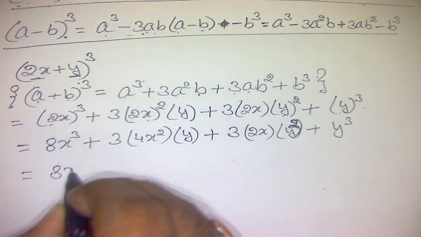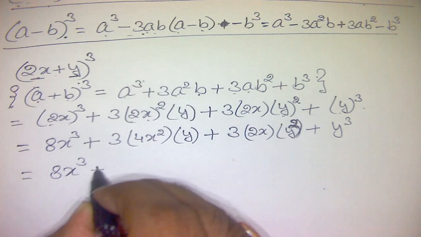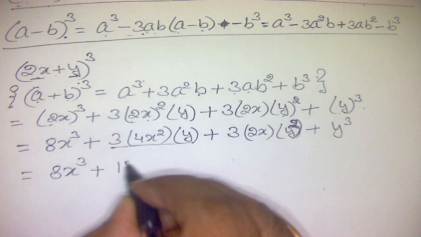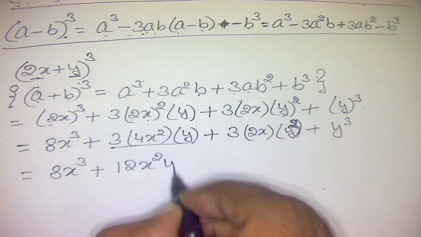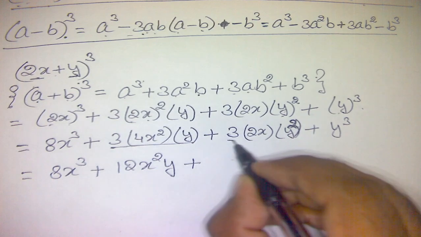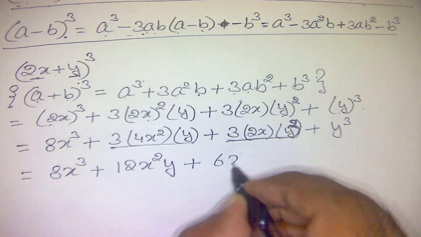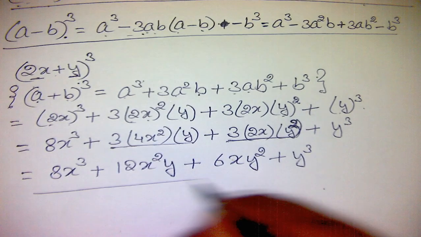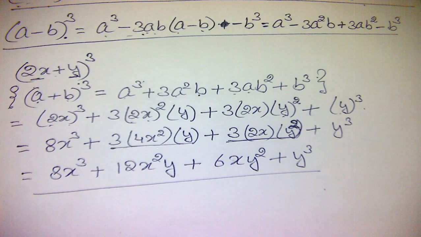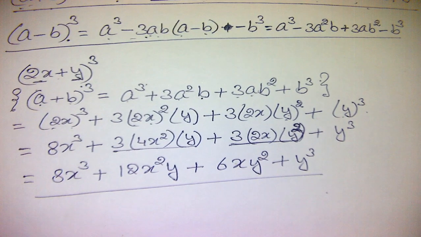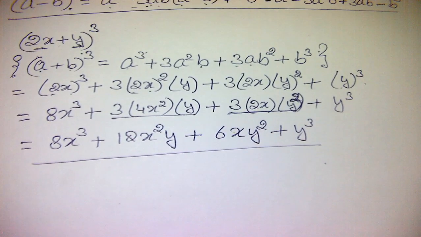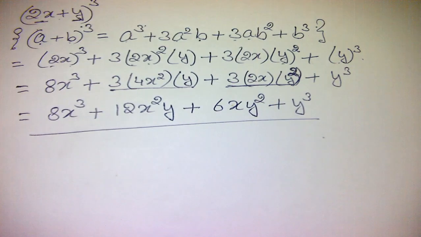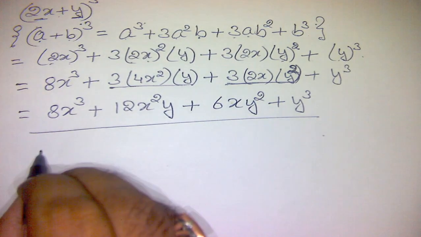So the final expanded form will be 8x cube plus, now when you multiply these you get 12x squared y, plus, when you multiply these you get 6x y squared, and plus y cube. So this is how you can use this identity to find the expanded form, or while solving this polynomial in the cubical form. Same way you can even use it for finding the cube of numbers.